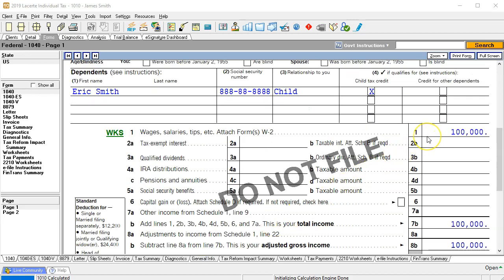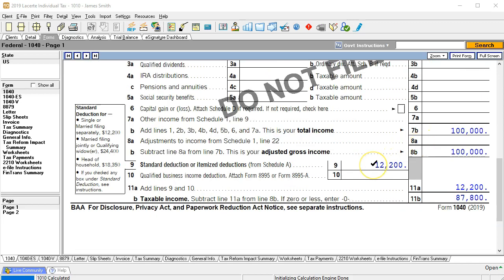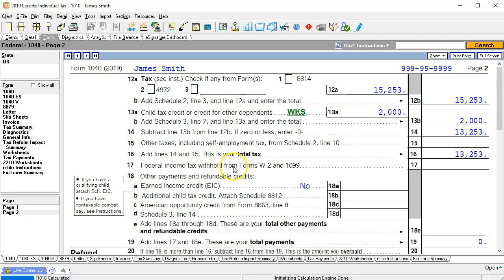We're going to say that there's a straight 100,000 of wages, W-2 wages. First line that's going to be affected, major line affected, will of course be the standard deduction. And on the left-hand side of the tax form, we'll have the categorizations for the standard deduction. If they're single or married filing separate, we got the 12,200. There's the 12,200.